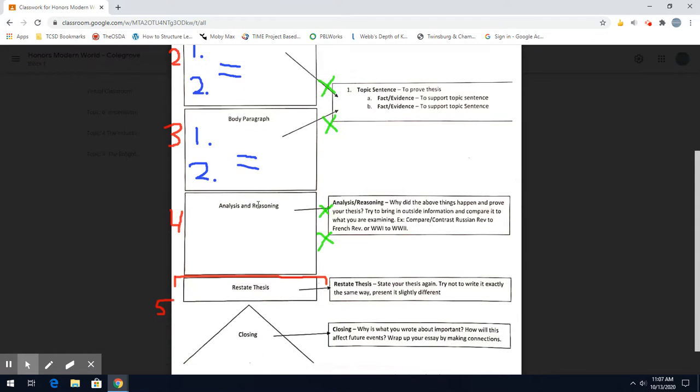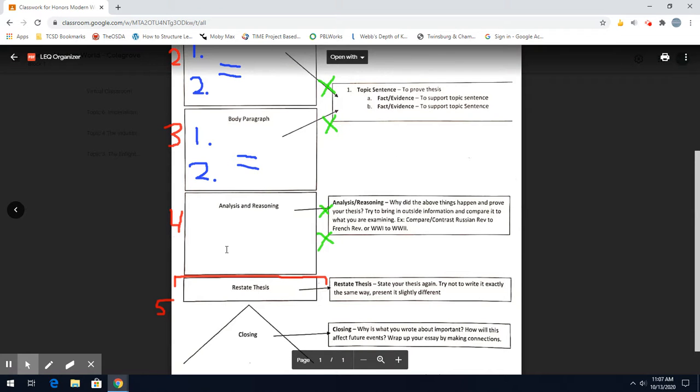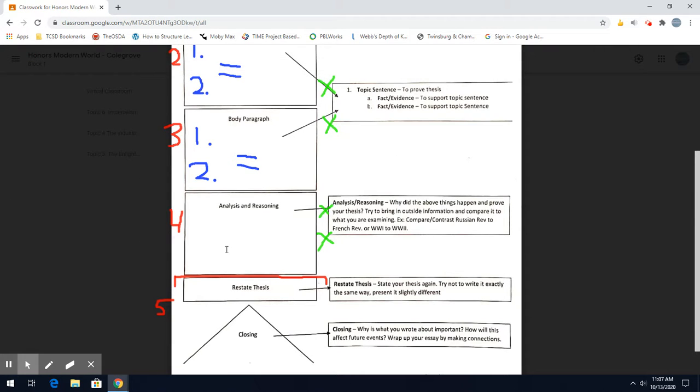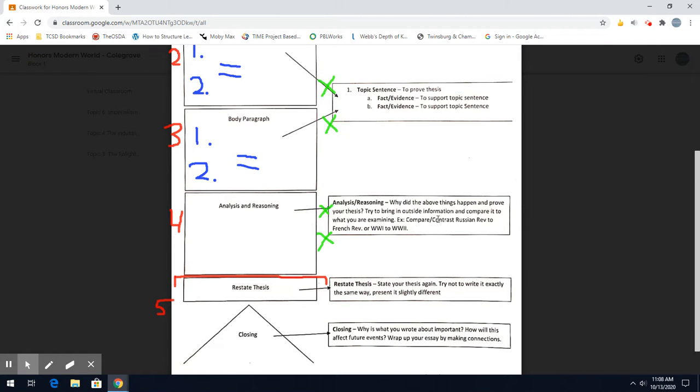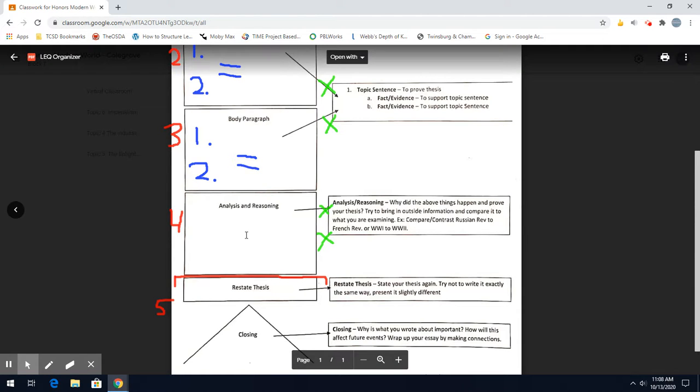Analysis and reasoning is by far the hardest thing to do. This is where you tie everything together and you prove that everything goes together to prove your thesis statement. You're going to bring in outside information to do this. So you can talk about themes. Like if we're talking about industrialization, you could talk about the theme of needing resources and how the Industrial Revolution is kind of like World War II, where countries were fighting over resources. Or you can compare and contrast the Russian Revolution and the French Revolution, or World War I to World War II, and bring in outside information to prove that everything you're saying is true.